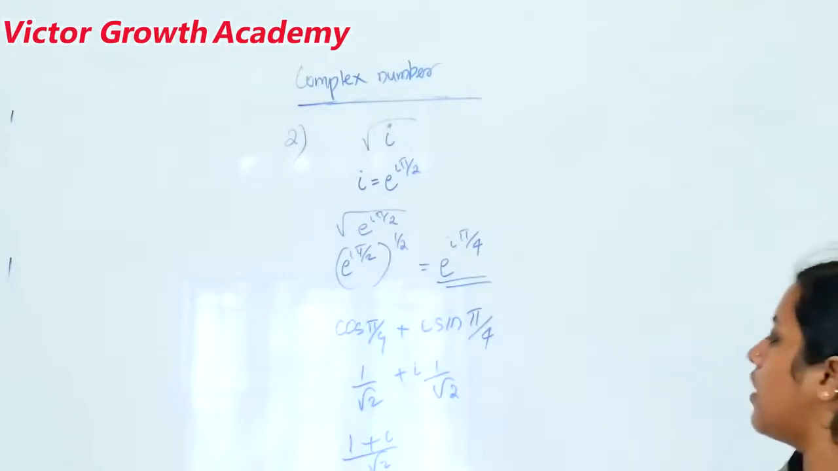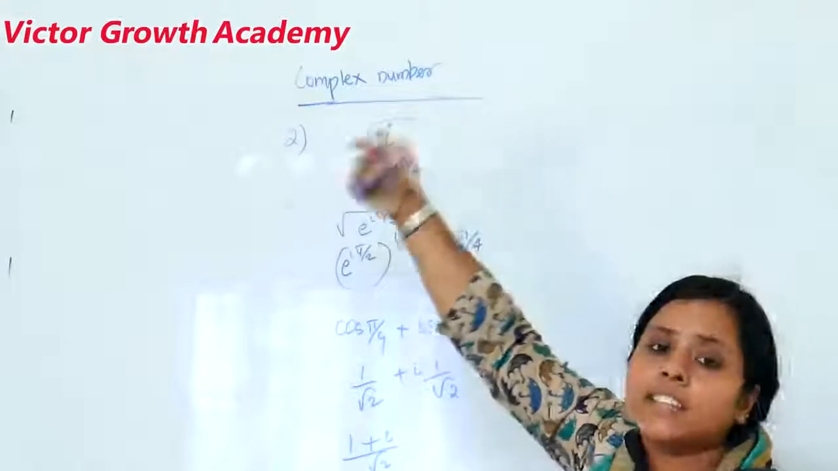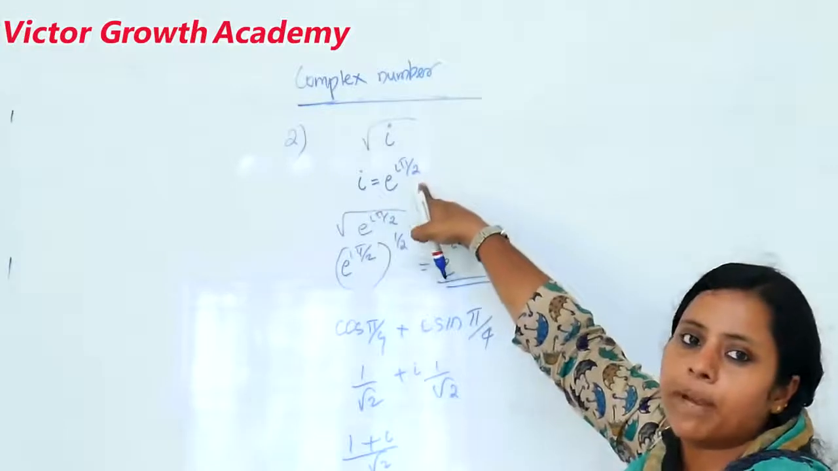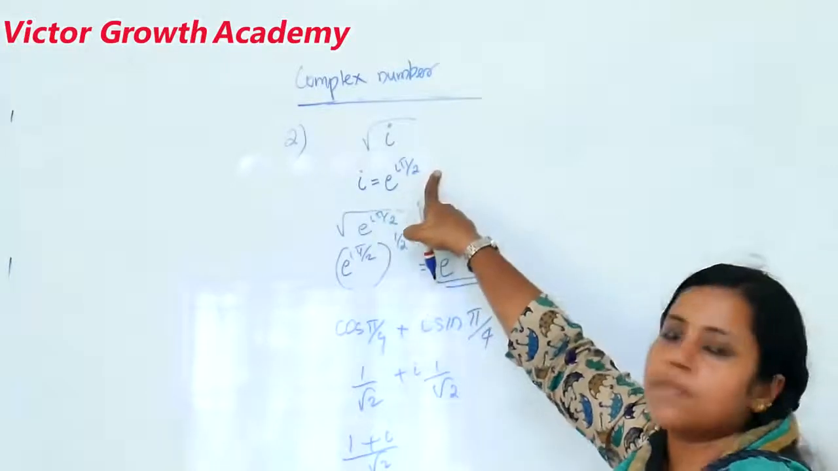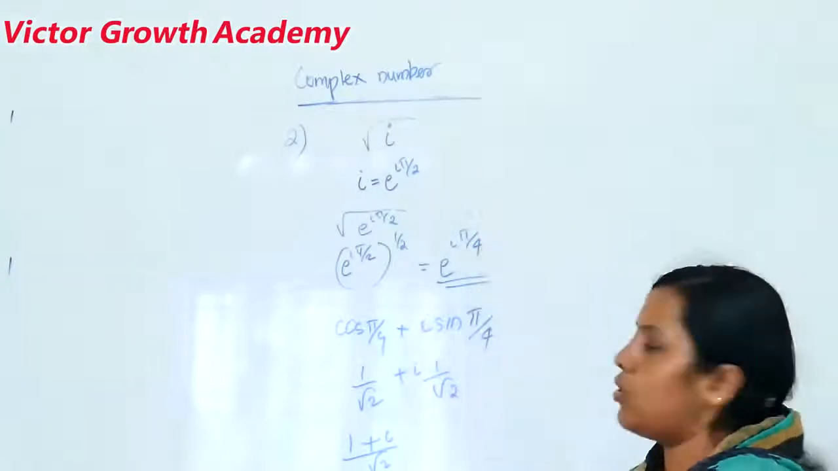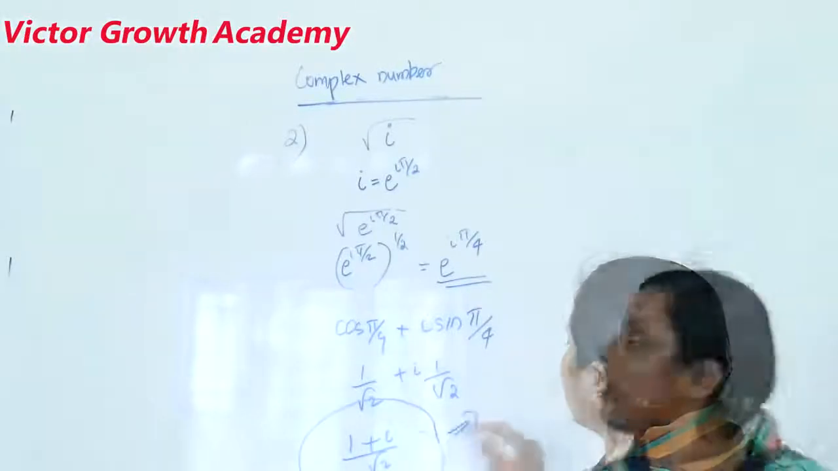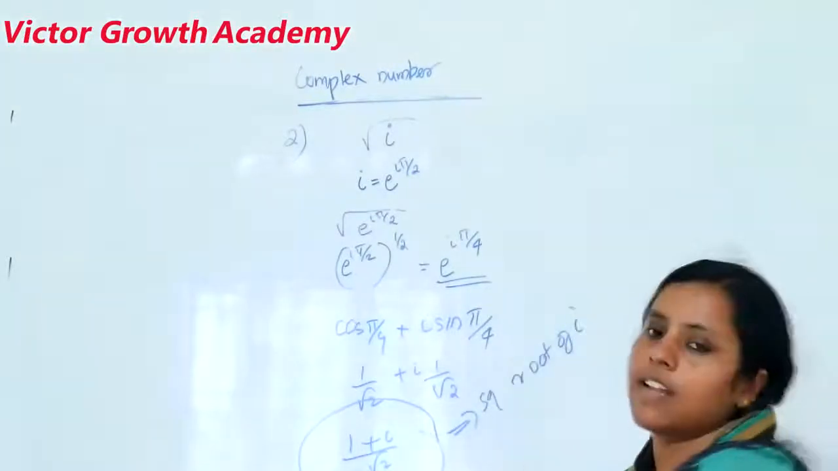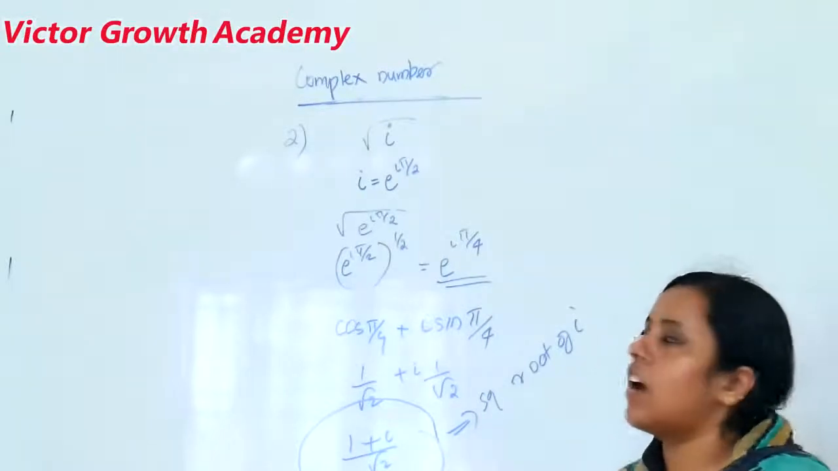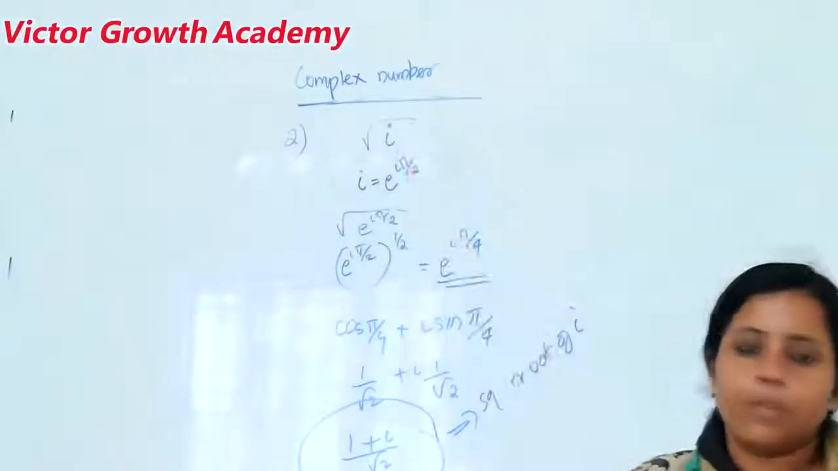Okay. So we can also just do it in seconds in our mind: this is e raised to i pi by 2, then square root means it will become e raised to i pi by 4, then it can be written as cos pi by 4 plus i sin pi by 4, that is 1 by root 2 plus i times 1 by root 2, that is (1 plus i) by root 2. This is the square root of i. That's it. So this is how we solve this kind of question. Are you clear? So just remember this, i is equal to e raised to i pi by 2.